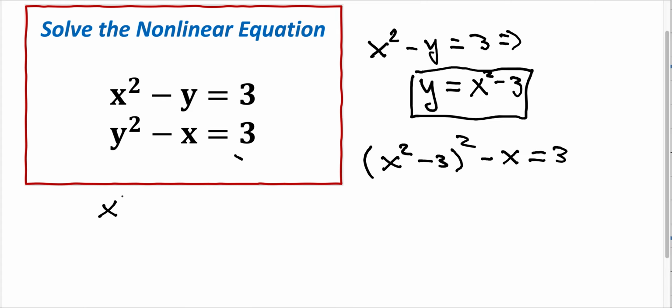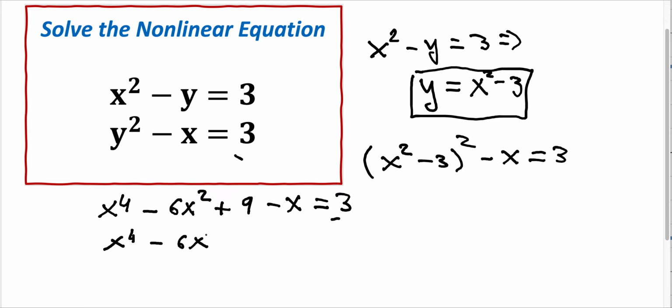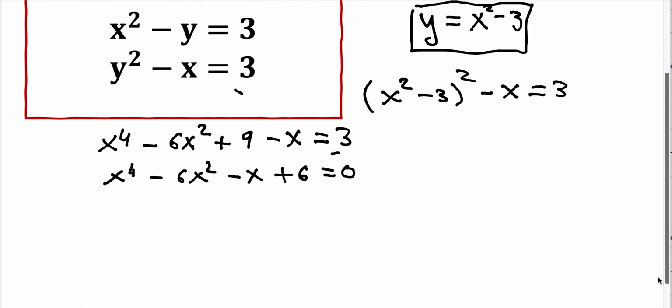So it is x to the fourth minus 2 times 3 times x squared, which is 6x squared, and plus 3 squared, which is 9, minus x is equal to 3. And on both sides, if we are subtracting 3, finally we get x to the 4 minus 6x squared minus x plus 6 equal to 0. So those are very simple calculations. I'm not going into every detail.